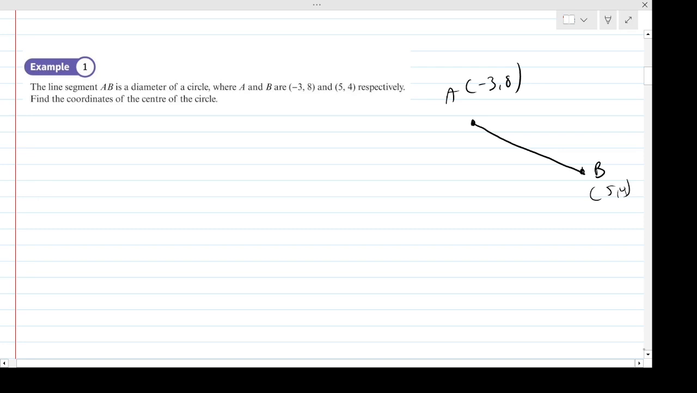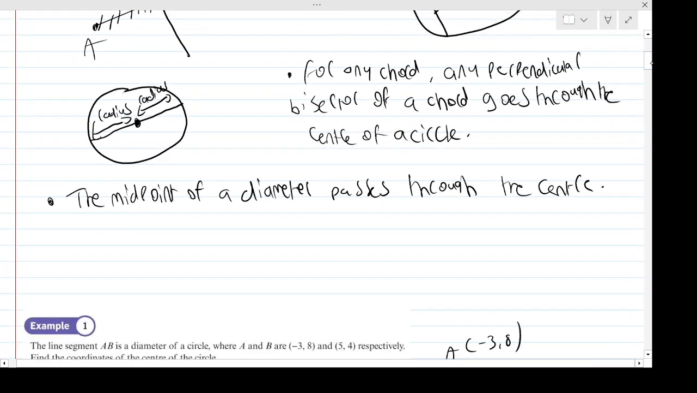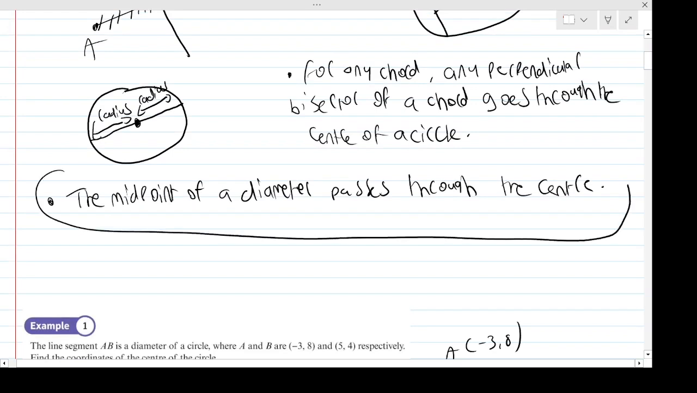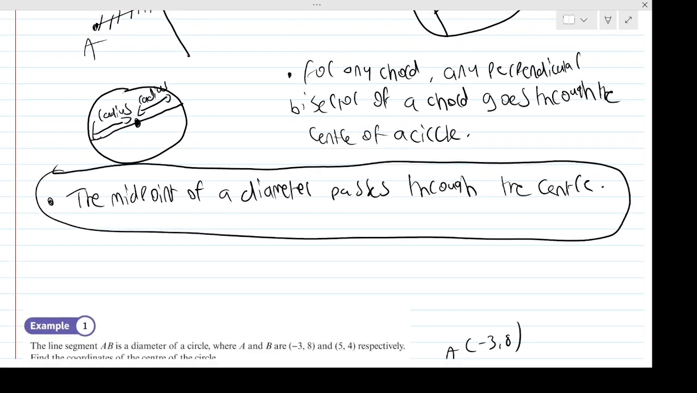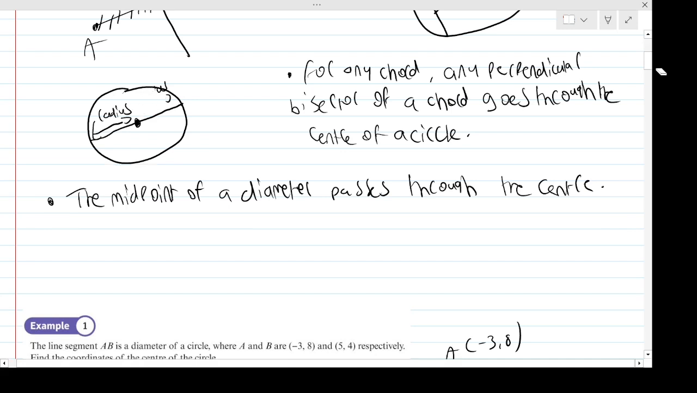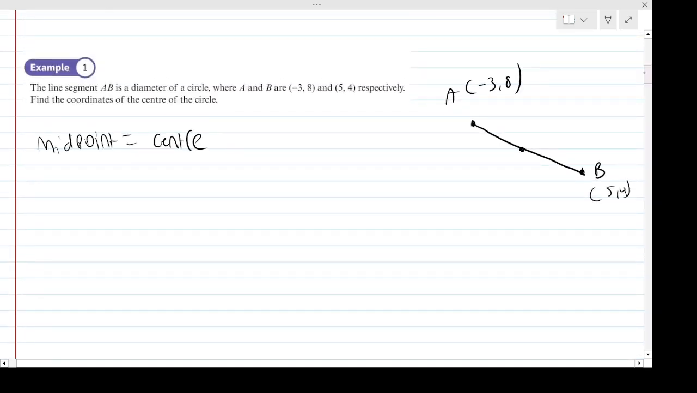So that means if it's the diameter, the midpoint is the centre. We just described this a second ago: the midpoint of the diameter passes through the centre. And we saw it with this little illustration here, that we had a diameter, and the midpoint of that happened to also be the centre. So we could just take the midpoint then. How do we work out the midpoint of (-3, 8) and (5, 4)?